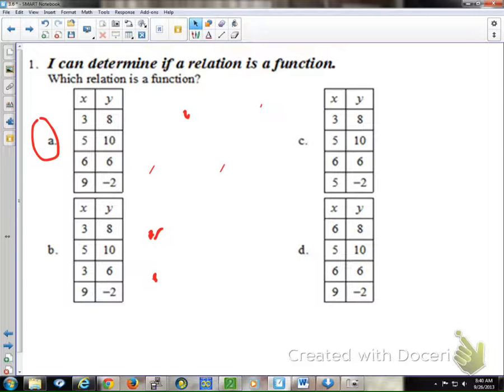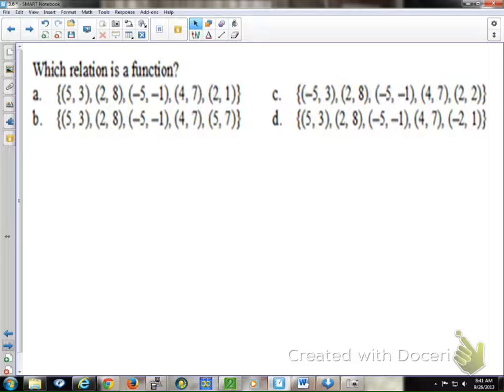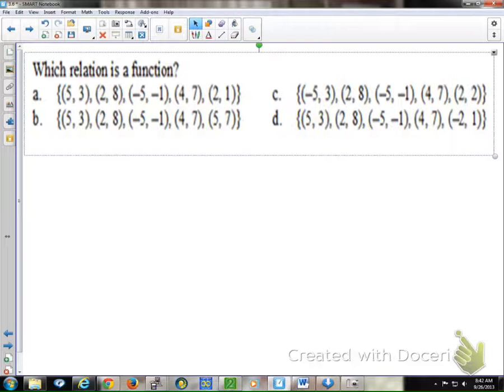The next question basically asked you the exact same thing. It said, which relation is a function? They just didn't list the points in the same way. Which one does not have a repeating x value? Looks like A, 2 is repeating. Oop. -5 is repeating in C. +5 is repeating in B. Doesn't look like anything is repeating in D. So D is our answer. That one is the function.